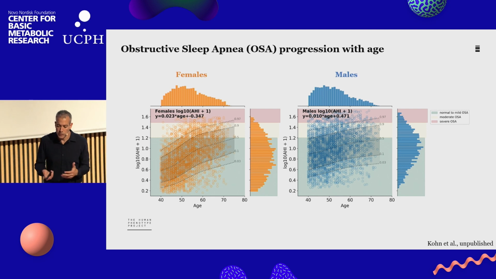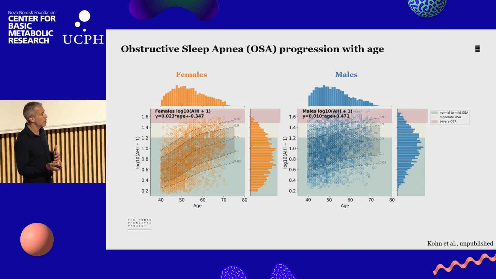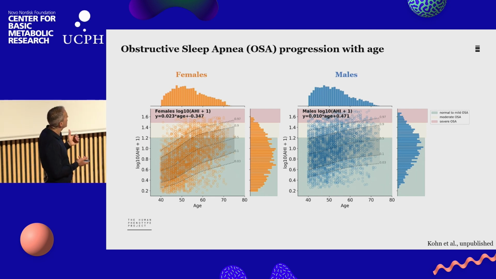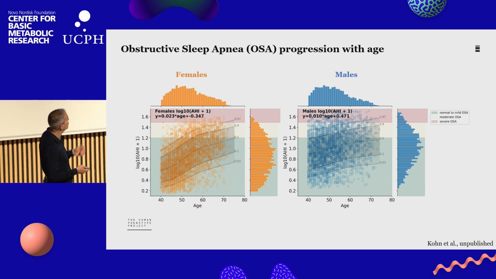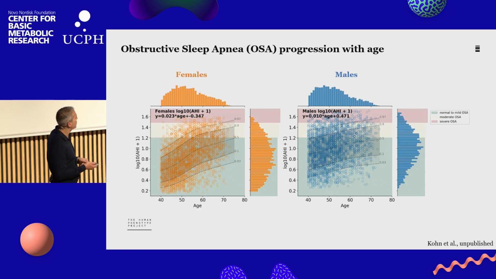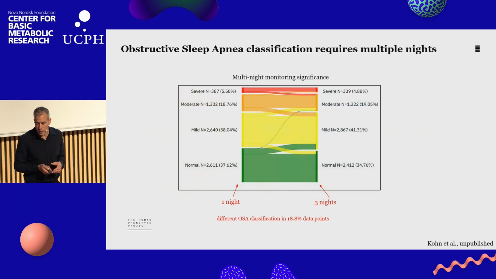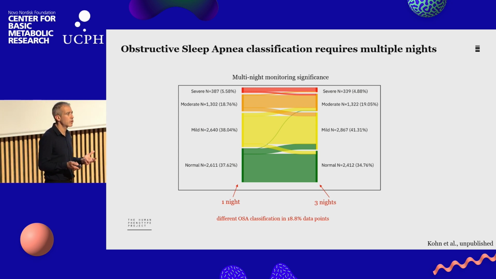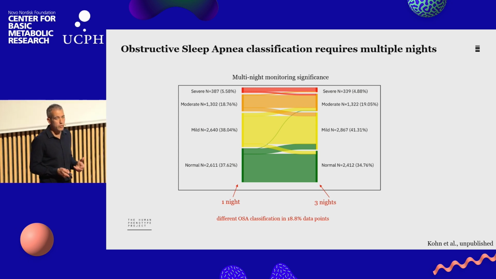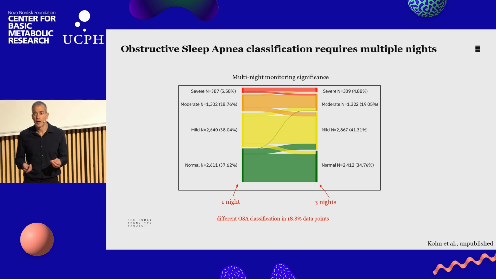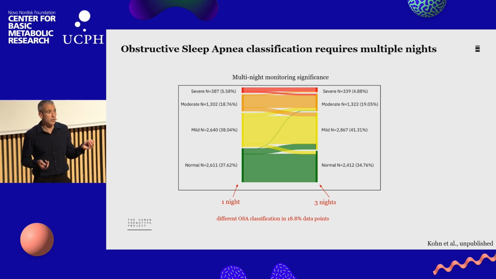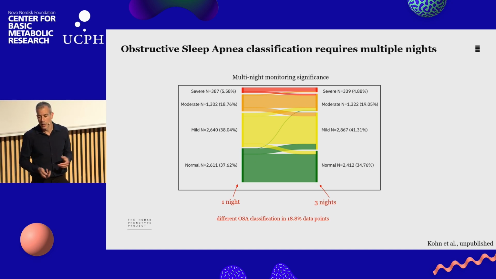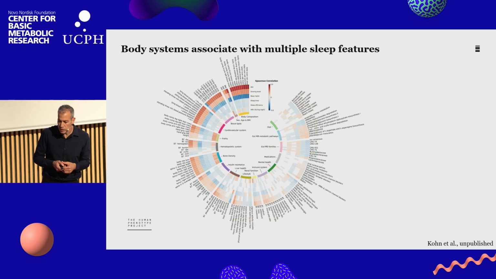So for example, we can see differences between males and females and how these measures of sleep apnea actually change with age. We see that they change with age, some known association. We also see that if you try to diagnose sleep apnea based on these, which is what the device is used for, there's a difference in the diagnosis people would get if they use it for 1 night or 3 nights, supporting multiple use, multiple nights in order to get robustness.